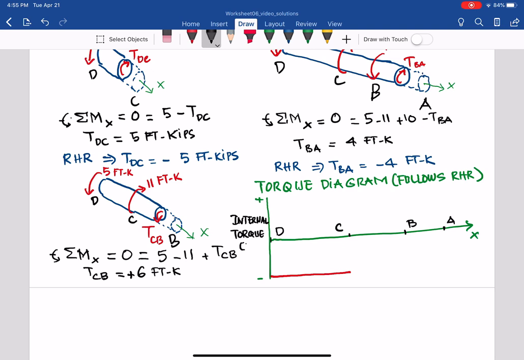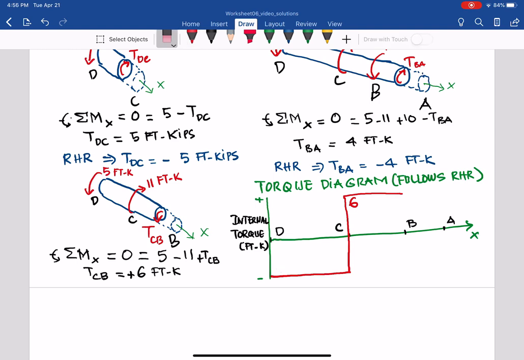And it should be in foot kips, that internal torque. Let's erase that a little bit and put it closer so it's not confused. T_CB, foot kips. So as you can see here, 5 for segment DC, and then CB is 6 positive, so it jumps up to 6. So it will be 6, and then throughout the CB it will be 6.